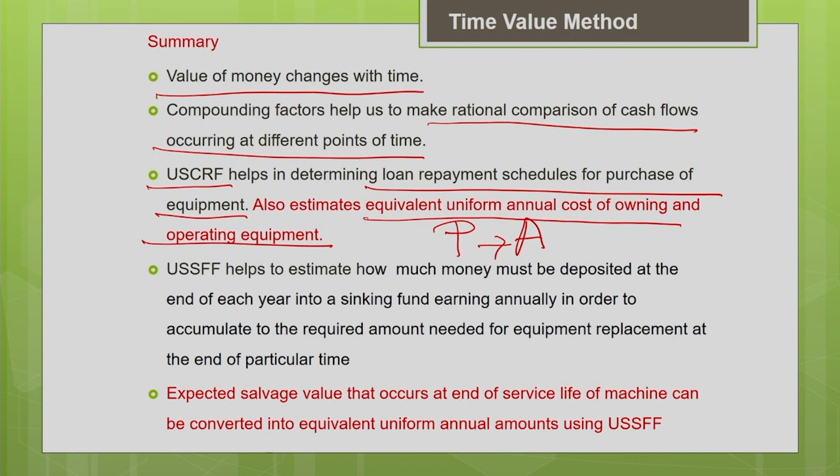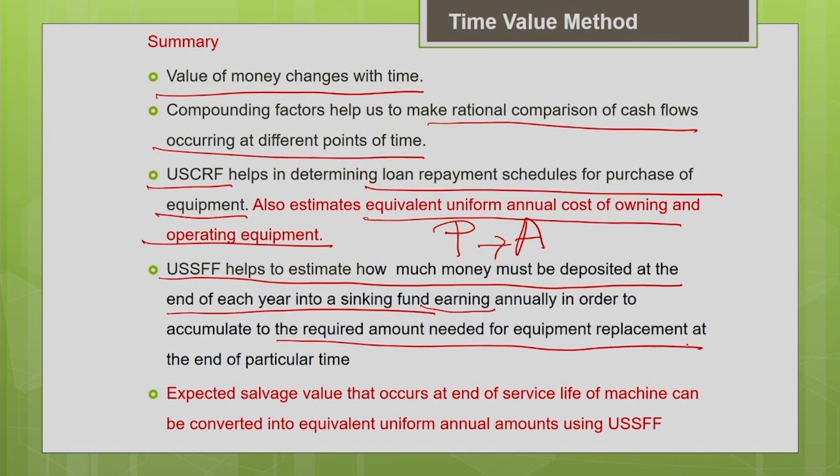Hope you remember. Similarly, the uniform series sinking fund factor helps to estimate how much money must be deposited at the end of each year into the sinking fund, earning interest annually, in order to accumulate to the required amount needed for the equipment replacement at the end of the particular time. I told you about the sinking fund. Generally when we plan for the purchase of new equipment or replacement of the old equipment with a new machine, we deposit some amount of money every year into a pool of funds called a sinking fund, planning for the purchase or replacement.